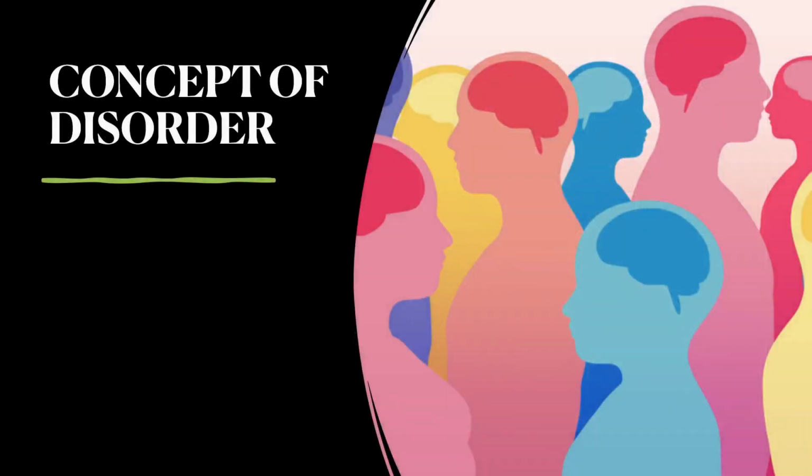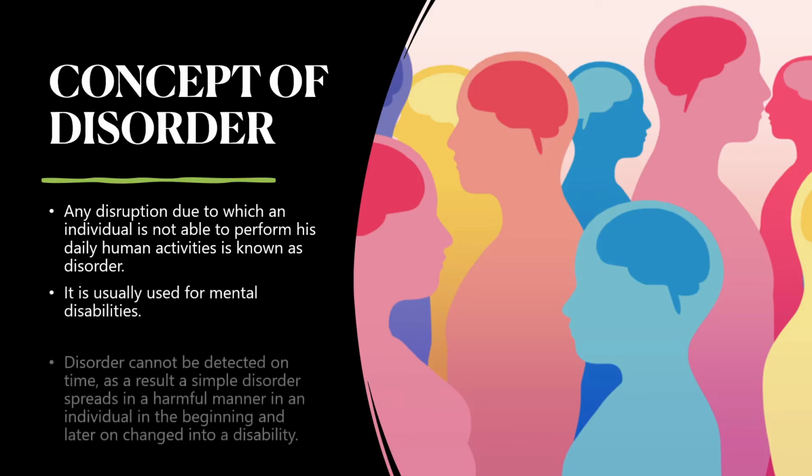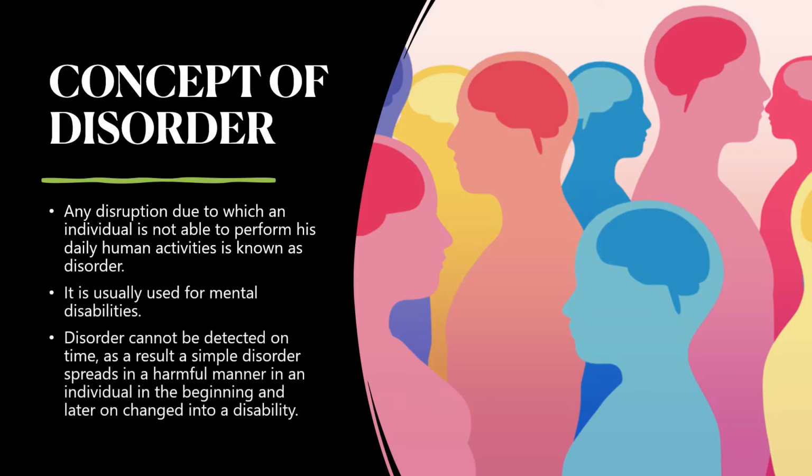Concept of disorder. Any disruption due to which an individual is not able to perform his daily human activities is known as disorder. It is usually used for mental disabilities. Disorder cannot be detected on time. As a result, a simple disorder spreads in a harmful manner in an individual in the beginning and later on changes into a disability.